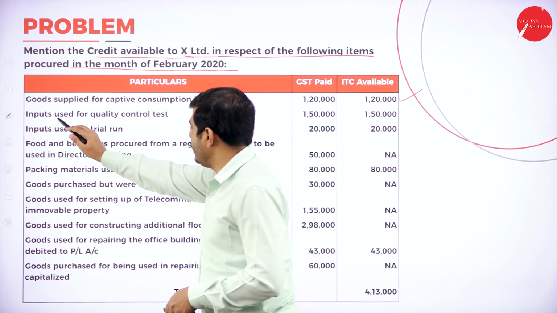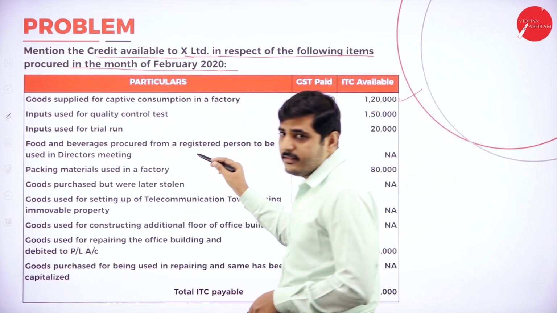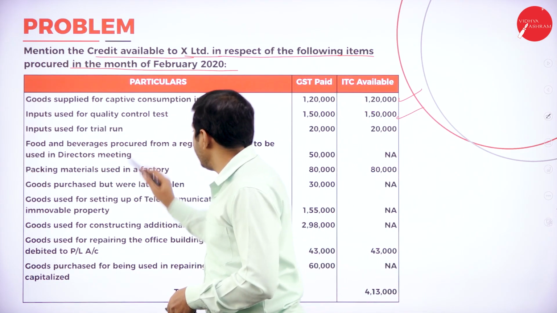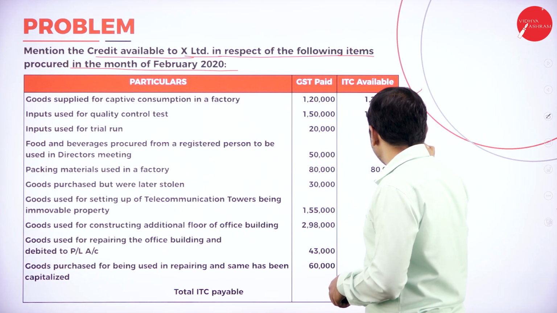Next point, input used for quality control test. This is for business purpose, ITC is available. So inputs used for trial run. Yes, this is for business purpose, ITC is available.